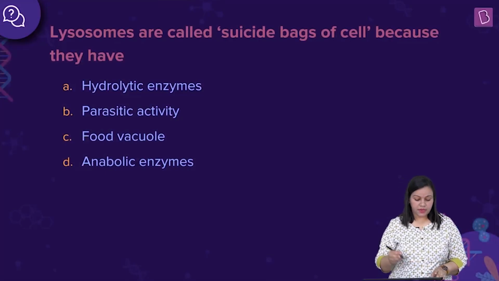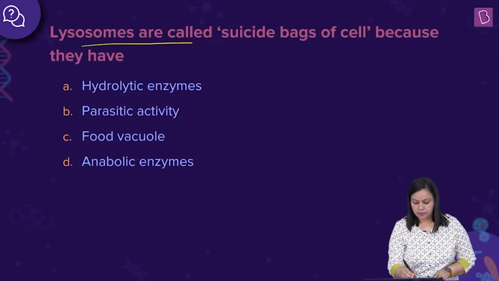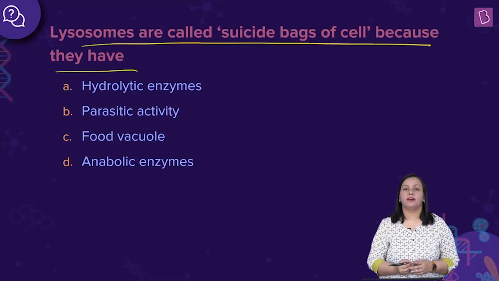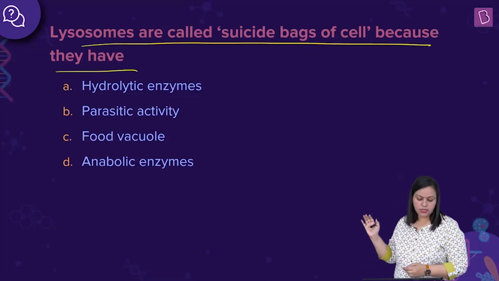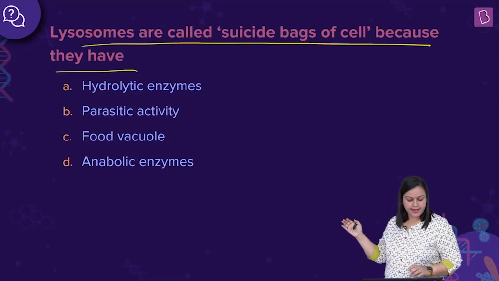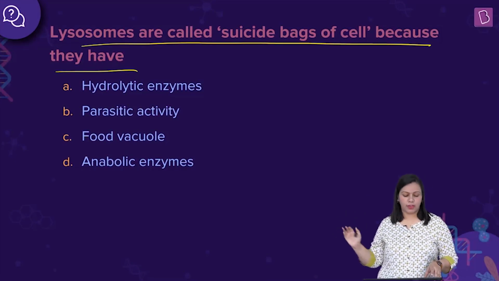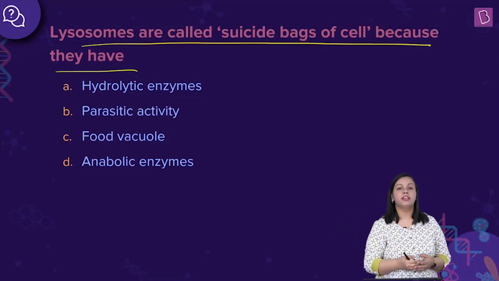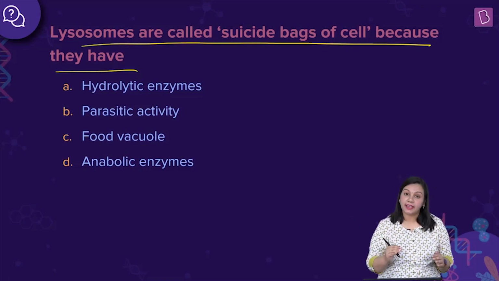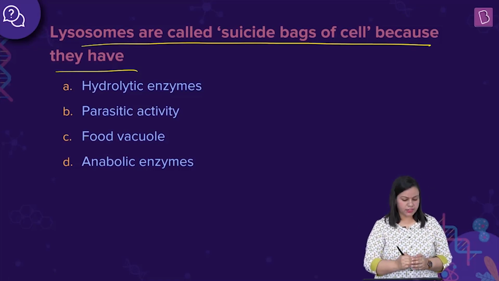Let's see this question. Lysosomes are called suicide bags of the cell because they have. The options here are hydrolytic enzymes, parasitic activity, food vacuole, and anabolic enzymes. So this is again a very straightforward kind of question.